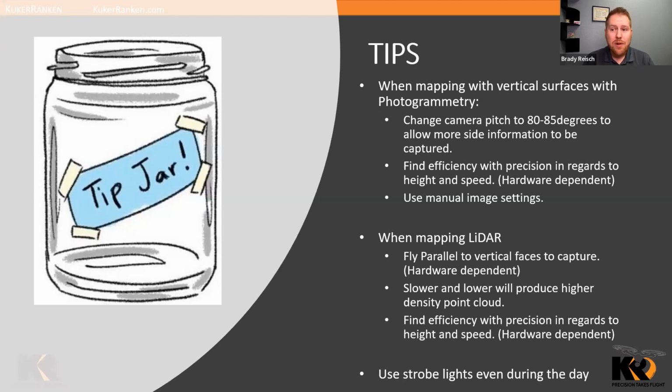Again, the slower you go, you're going to produce a higher density of point cloud. But again, you're going to lower your efficiency. So you must really find that efficiency with the precision in regards to the height and speed. And this is all going to change depending on which hardware you have.